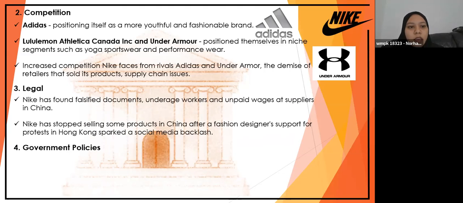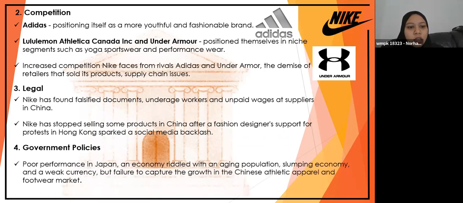Nike has found falsified documents, underage workers, and unpaid wages among its suppliers in China. Nike has also stopped selling some products in China after a fashion designer's support for protests in Hong Kong sparked a social media backlash. So the fourth challenge is government policies.